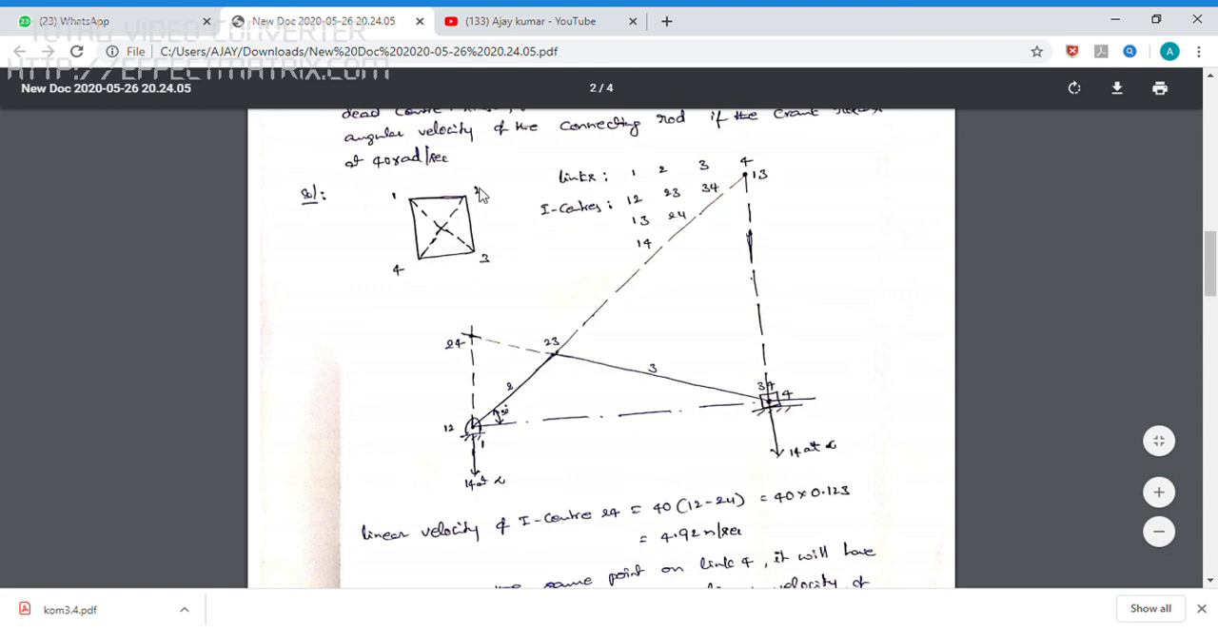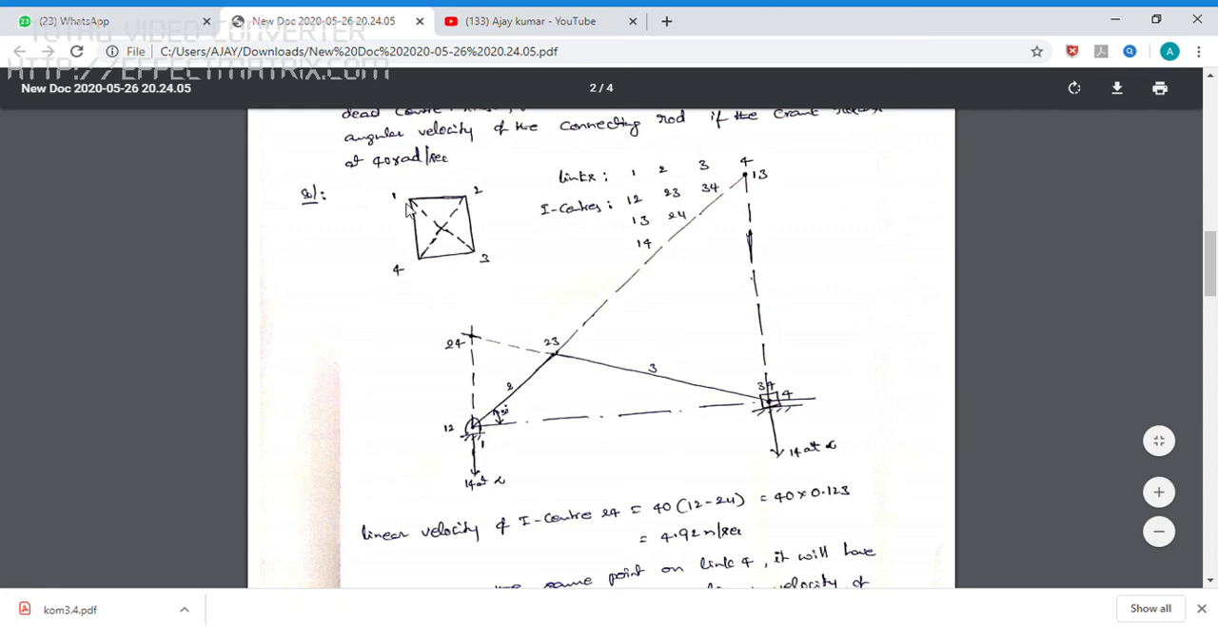Why? Because the second link is not directly connected to the fourth link. That's why you join with a dashed line. Okay. The second link is not directly connected to the fourth link. That's why you construct the dashed line here. When I construct the dashed line, 2 triangles are formed. The 2 triangles are the 2, 1, 4 triangle, and another one is the 2, 3, 4 triangle.